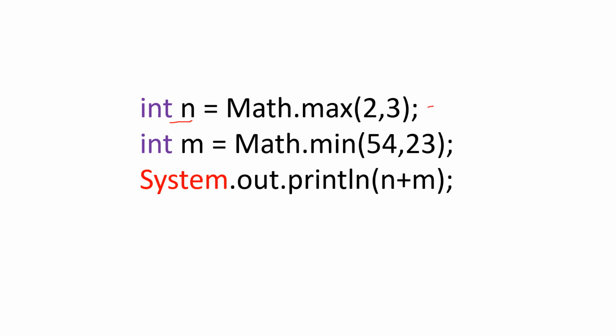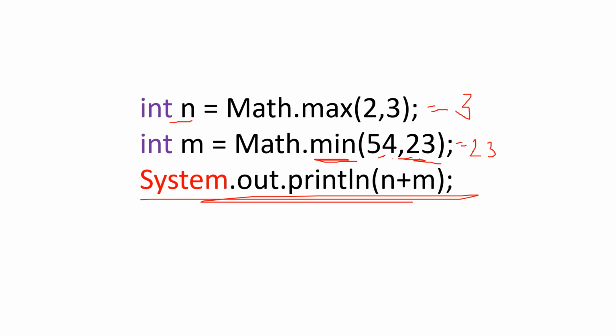So the value that n should possess is 3, and in the case of m it is Math.min. Math.min is a function in Java or even in JavaScript that will return the minimum value of the given two arguments. Over here it's 54 and 23. So the minimum value is 23. So the value of m is 23. I'll write that properly. So the answer to this is System.out.println(n + m). So n is 3 plus m is 23, so the output is 26.